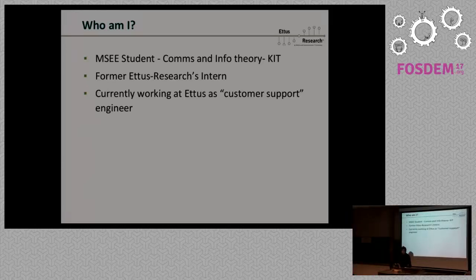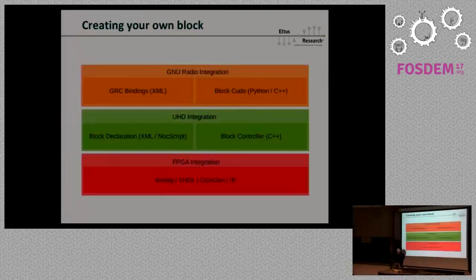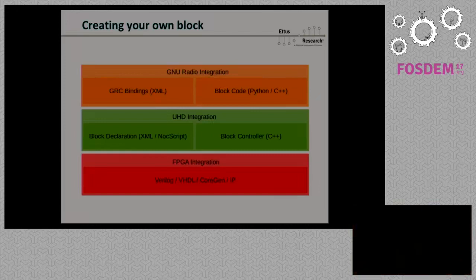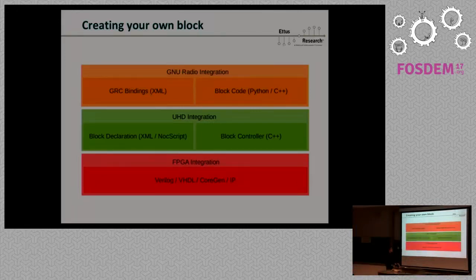All right, so creating your own block. The thing that we want to do is to put our own application in the FPGA. Same stuff that you do with GNU Radio, you want to do that also in the FPGA. So with GNU Radio, what you do is you create some Python or C++ code, and you hope it works, and it will because you're really good at it. But with RFNoC, you have to go a little bit further.